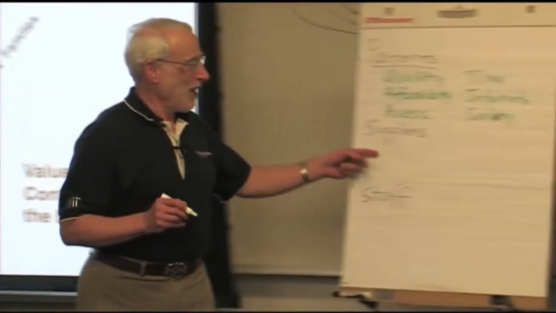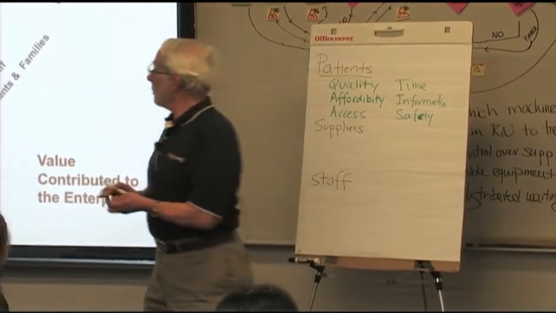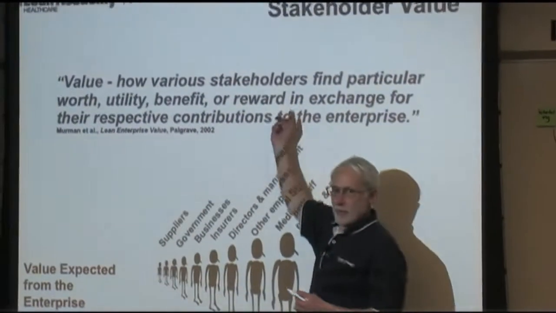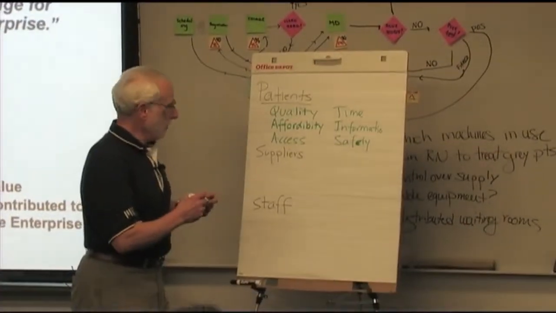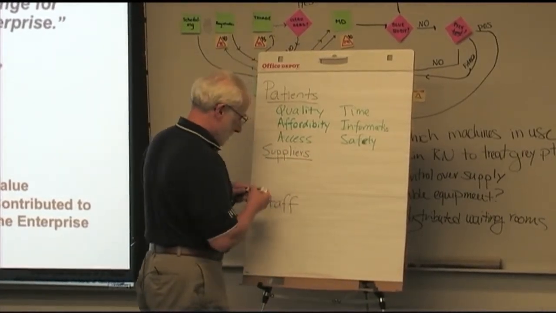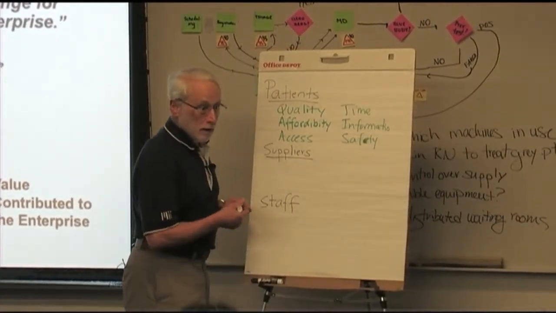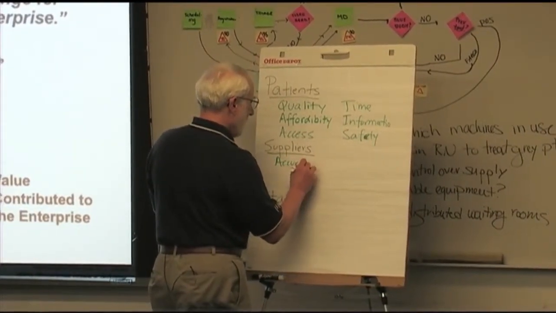Okay, how about the suppliers? What do they? And by the way, also, this is a two-way street. I mean, they expect value and you expect value. Suppliers, what are some of the value considerations that come in with suppliers? Accuracy. Have you got the proper order? Accuracy. Accuracy, okay. Timeliness.